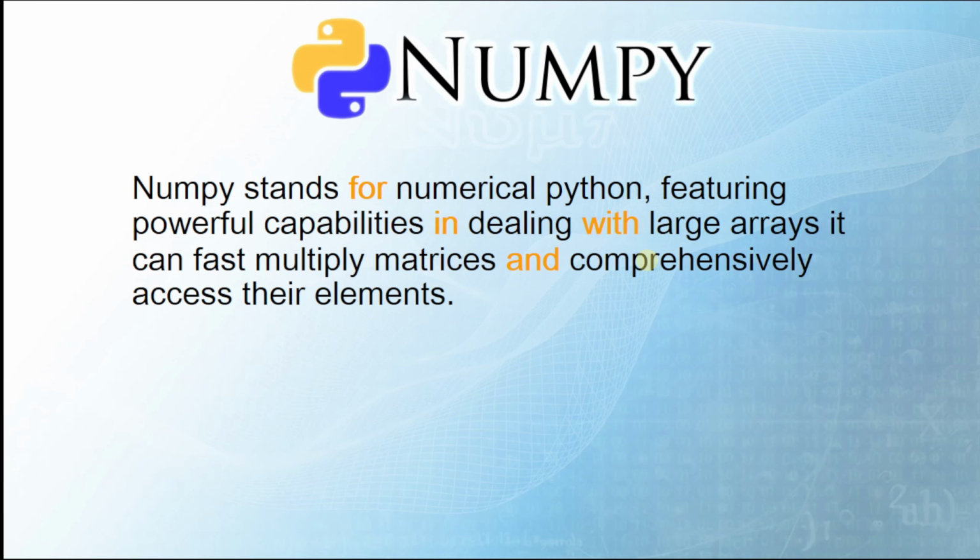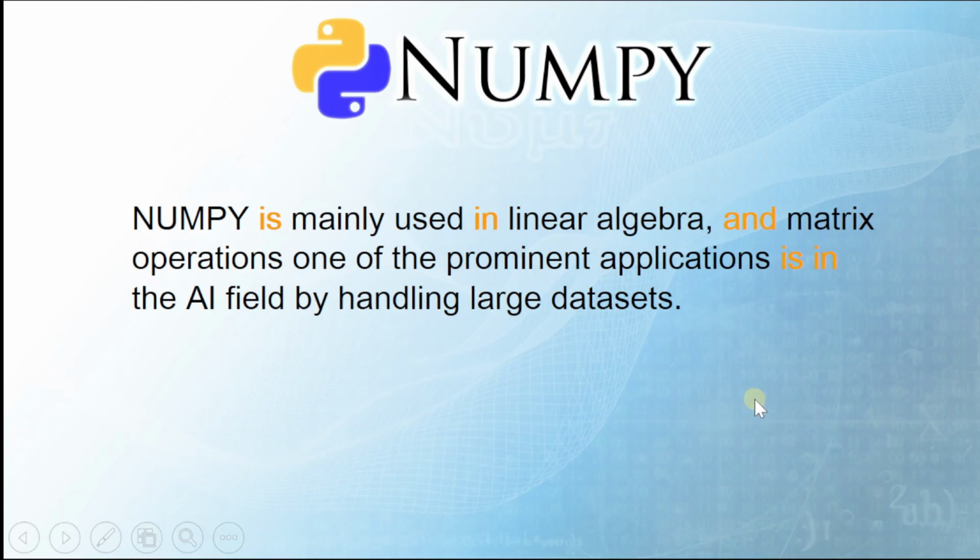So at first, NumPy stands for Numerical Python, featuring powerful capabilities such as dealing with large arrays or matrices, matrix multiplication, comprehensively accessing the elements, slicing, array selective sorting or selective search, filtering, etc. So it is mainly used in linear algebra, matrix operations such as transpose, matrix product or dot product. Dot product means element by element, okay? And it is also used in prominent applications such as in the artificial intelligence field, as it handles large data sets.